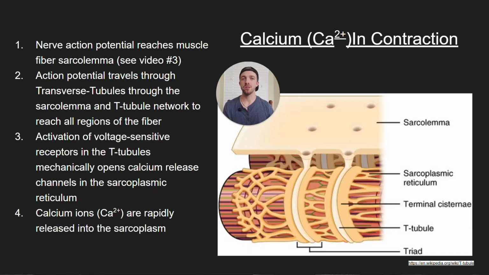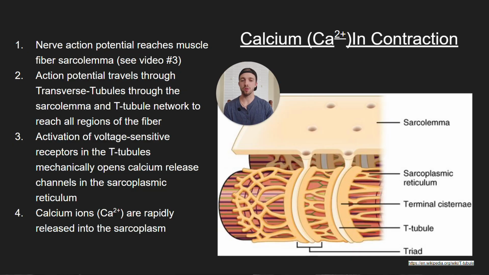Now, before the muscle can actually contract, we have to get a signal from somewhere. And this signal arrives in the form of an action potential from a nerve. We're going to go into this a little more in video 3, but for now, just know we have this action potential from a nerve that then is able to go through this network. Now, if we trace the network, we have an action potential that arrives at what's called the sarcolemma, which is our specialized cell membrane for muscle fiber cells.